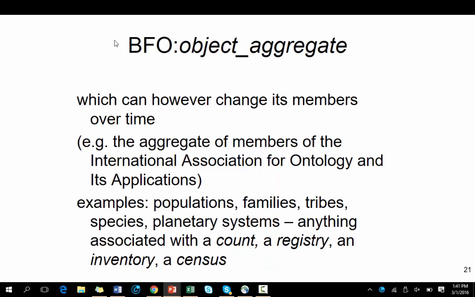All right, now, one big difference between BFO object aggregates and BFO sets is that object aggregates can change their members. So the Beatles may have thrown out Ringo, for obvious reasons, and replaced him with a drummer. Actually, I don't mind Ringo at all. It was just an example. But the Beatles would still survive. And the same thing happens with football teams all the time. They get rid of somebody and replace them.